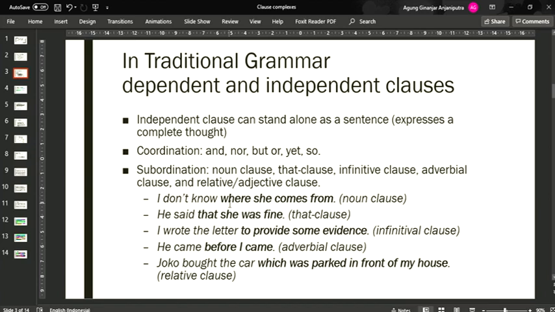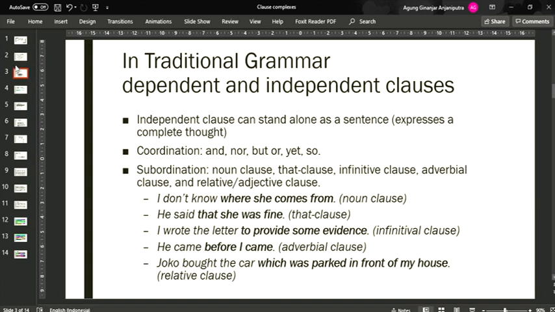For example, "I don't know where she comes from." So "where she comes from" is a dependent clause. "He said that she was fine." It's a dependent clause. The clauses which are bold here are dependent clauses because they cannot stand alone.